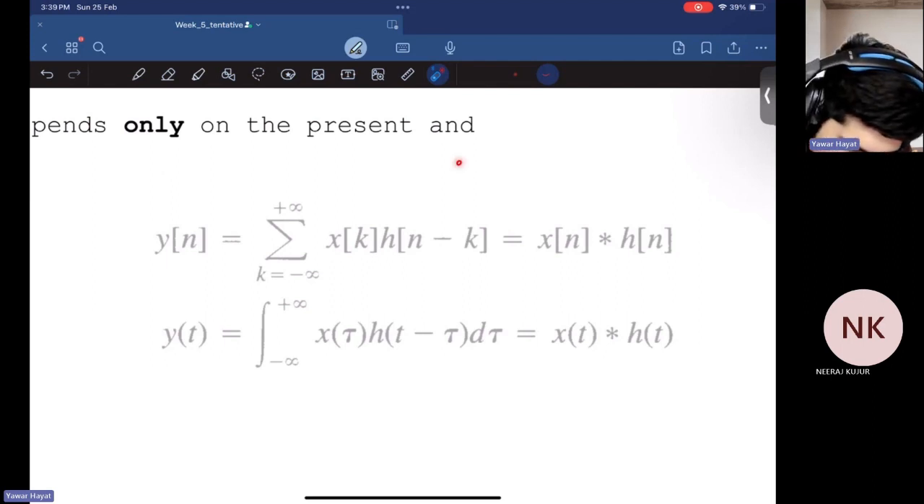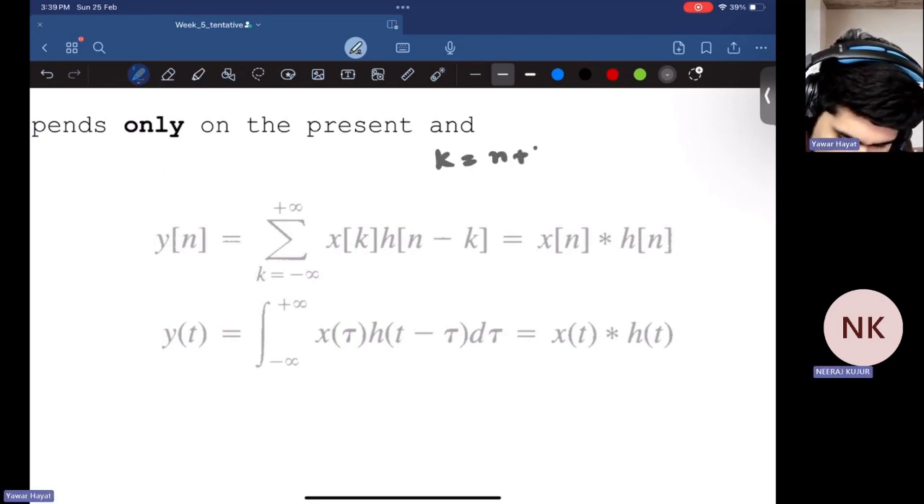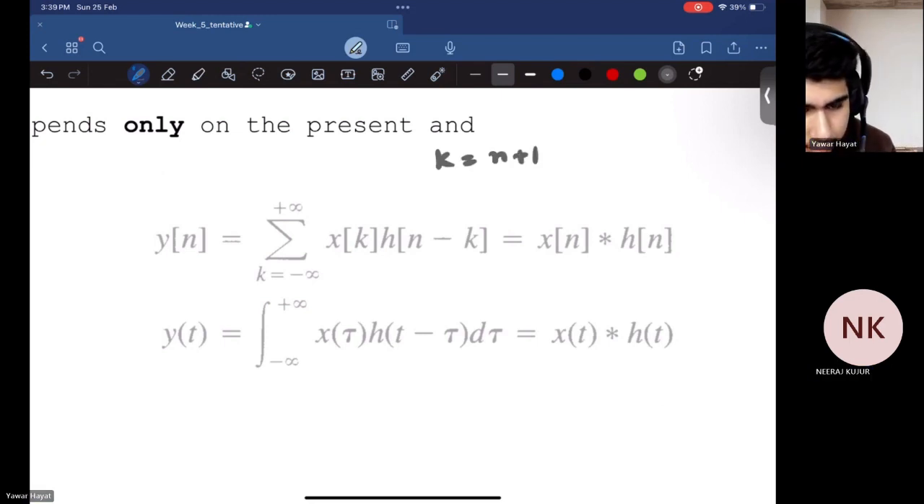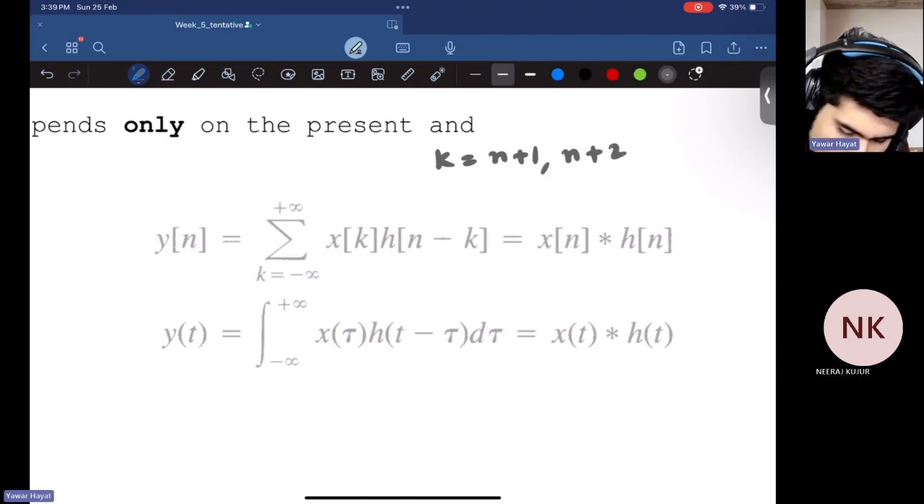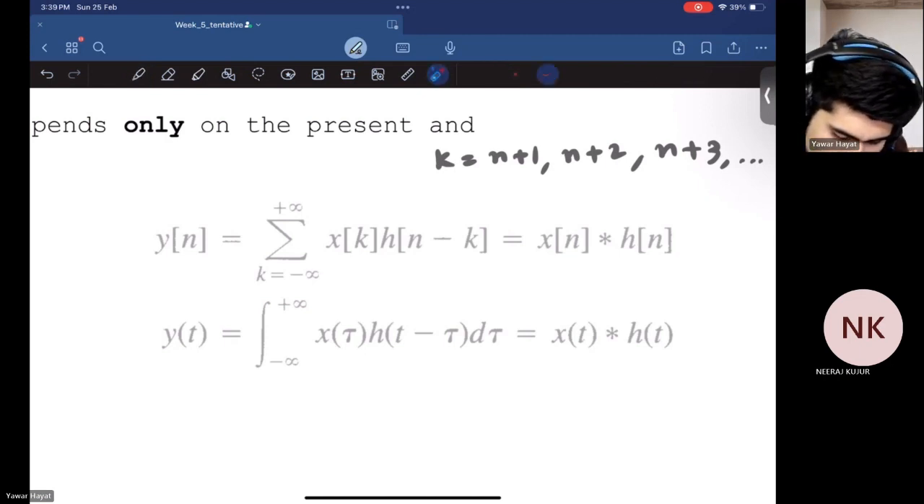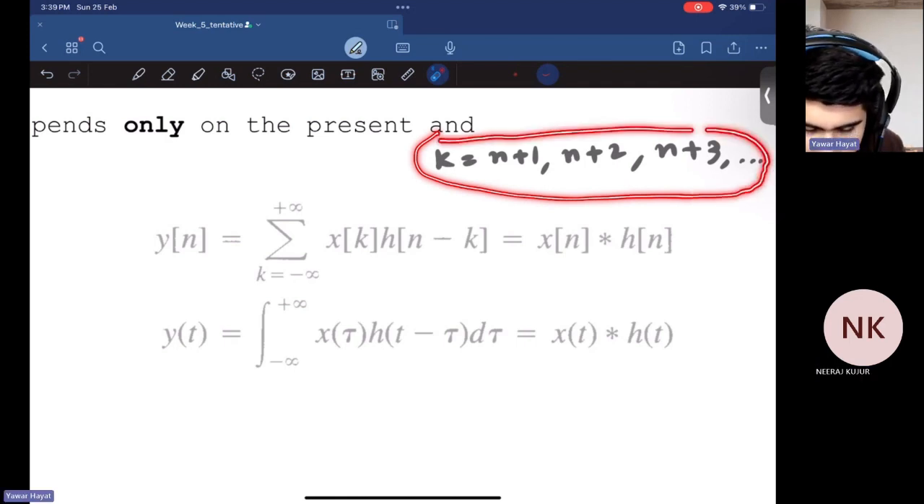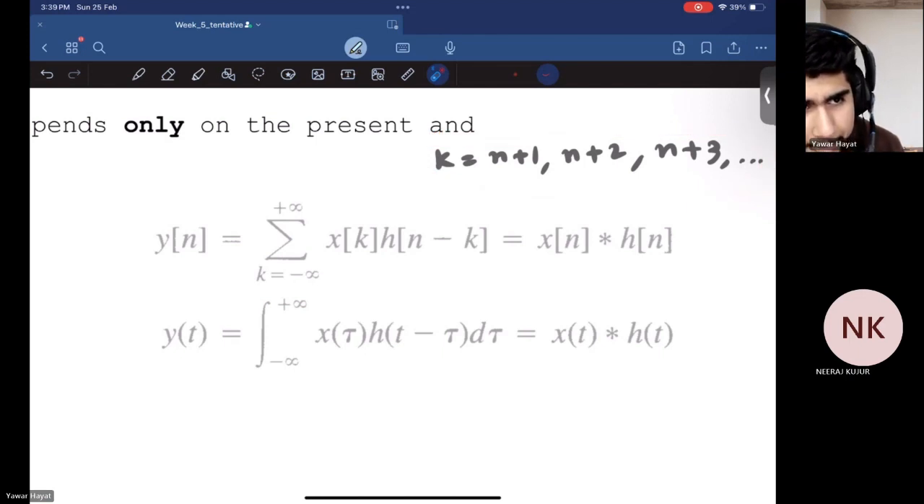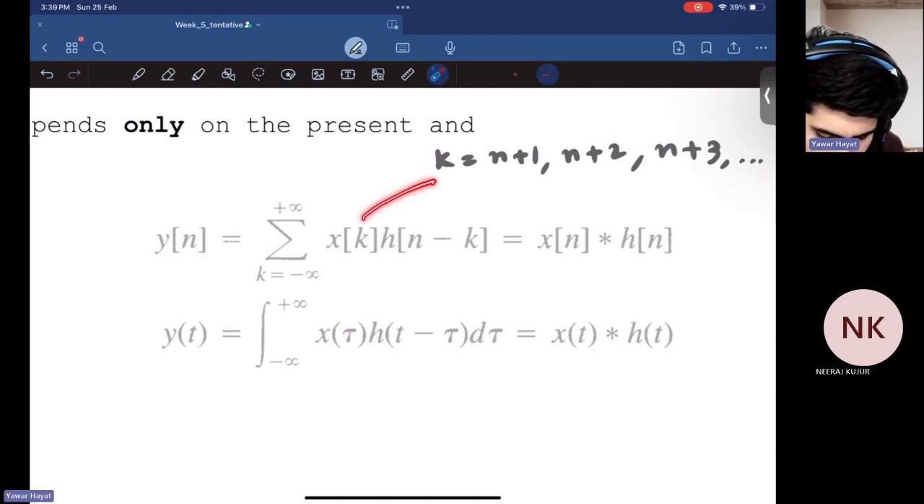Let's take a value. Suppose k is n plus 1. N plus 1 is greater than n. Similarly, n plus 2, n plus 3, and so on. Should these be 0 or should these exist? The value of the input function at this point of time should be 0. If this is 0, then we won't have this, right?